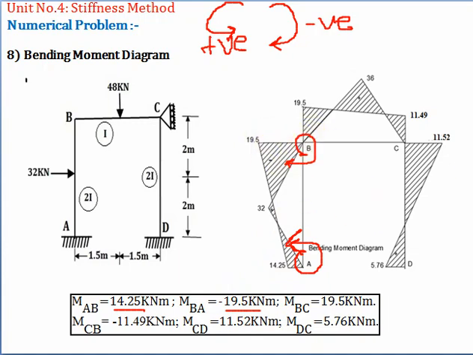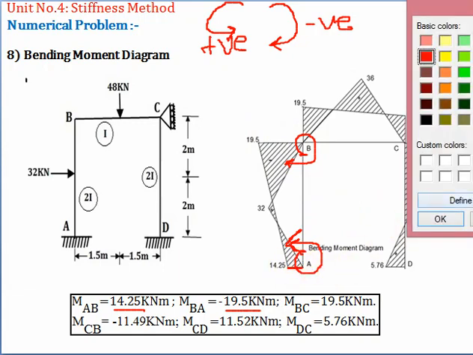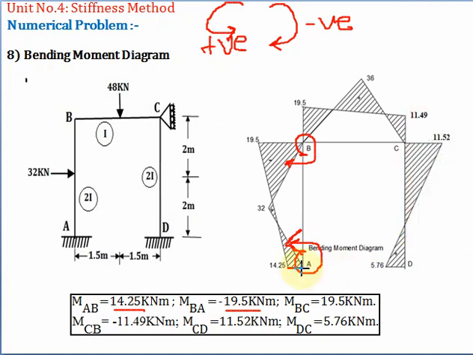Okay. Now next step is you have to change the color. Then you have to join this by a straight line. So this is the fixed bending moment. Now here in the member AB there is a point load of 32 kilonewton, which is acting at the center.